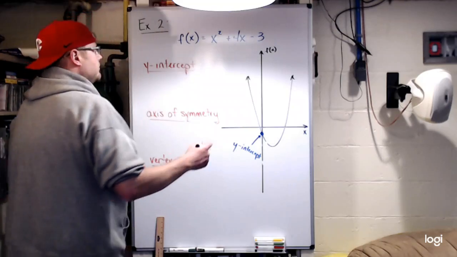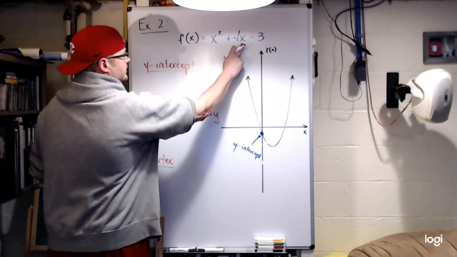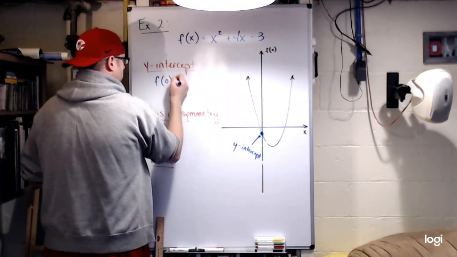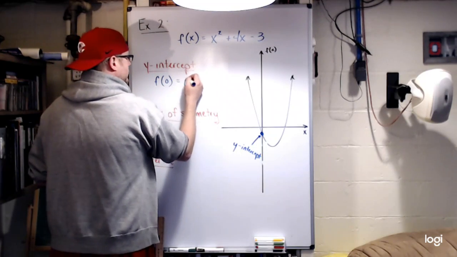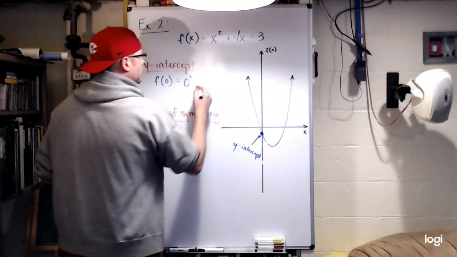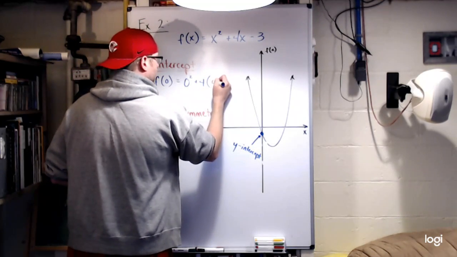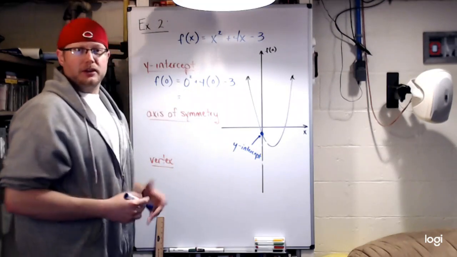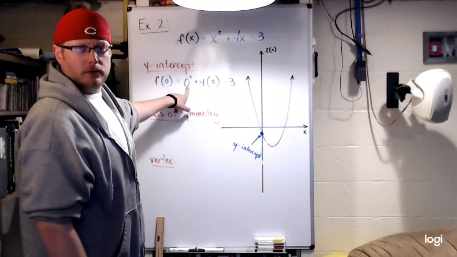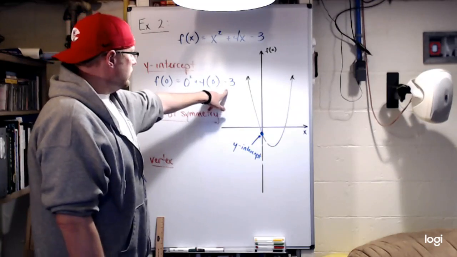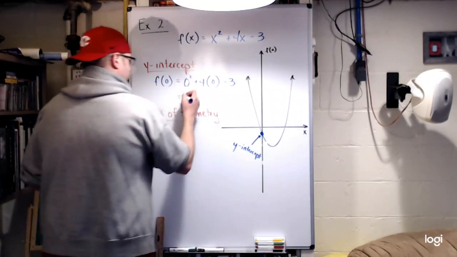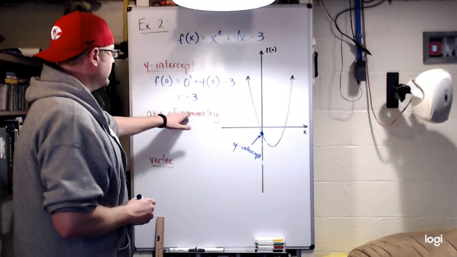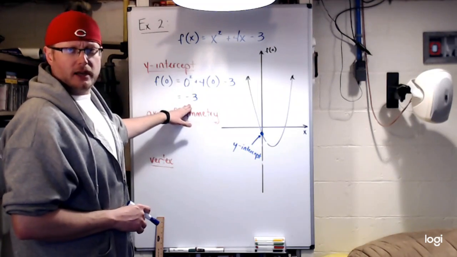Let me show you what I mean. Instead of x, I'm going to swap it out with 0. So I've got f of 0 equals 0 squared plus 4 times 0 minus 3. That makes things real easy, because this is going to give us 0, and this is going to give us 0, so we just have minus 3. So in this case, my y-intercept, it will cross the y-axis at negative 3.